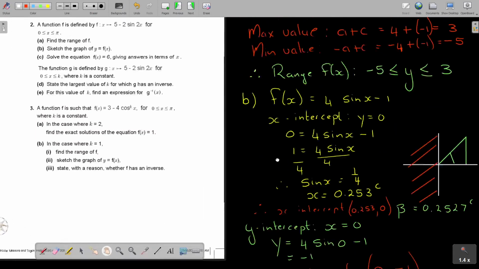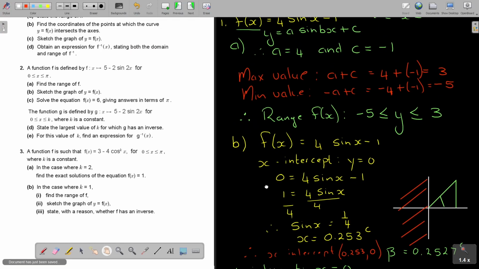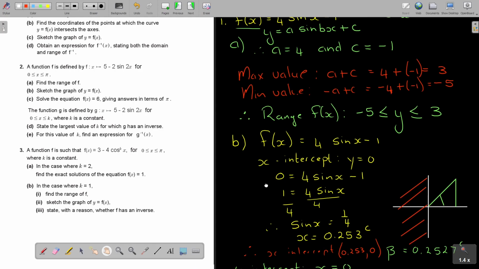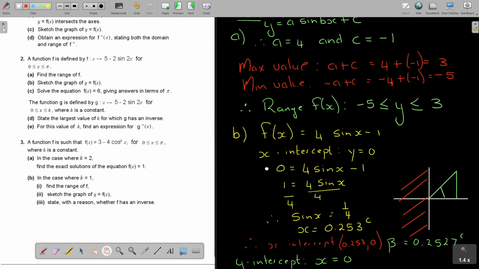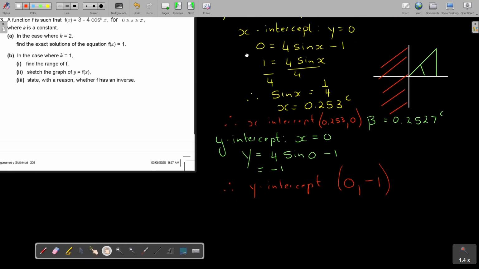Now question C. Sketch the graph of y equals f of x. Now I have quite a few pieces of information here. Let's see how I can sketch it. What do I have? I also know the basic shape, but I think the best will be if I quickly create a table with what I have.